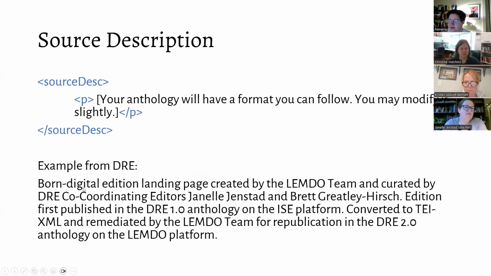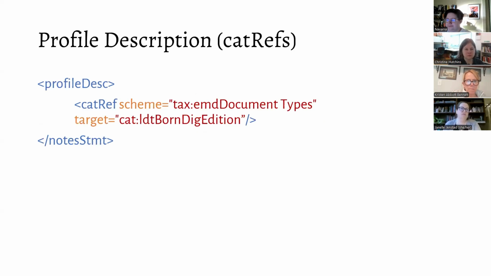And so that's talking about this file, how was this created? And then about the edition, it was first published in DRE 1.0 anthology on the ISE platform. It's been converted to TEI XML and remediated by the LEMDO team for republication in the DRE 2.0 anthology on the LEMDO platform. So this is giving information about where this file has come from. And that's the goal of the source desk, is it should tell where is this file coming from.